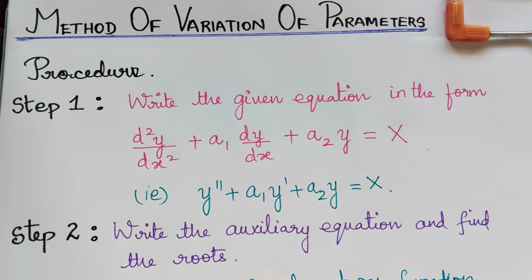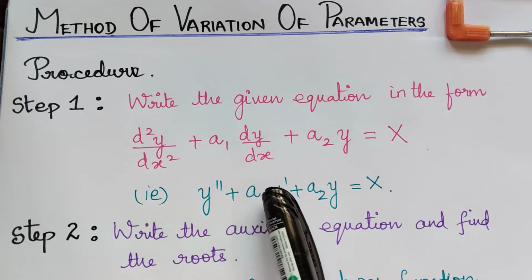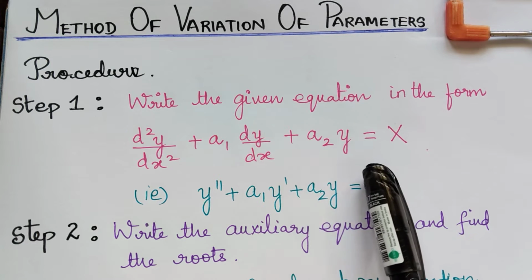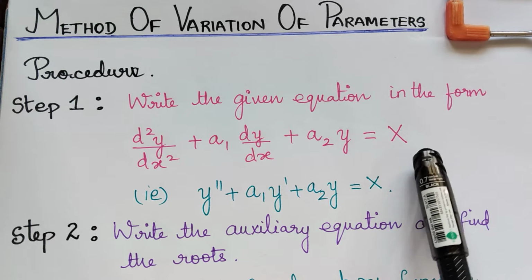Dear students, under the topic ordinary differential equations, we are going to learn the method of variation of parameters. Using this method, we are going to solve a second order ordinary differential equation which is of the form d square y by dx square plus a1 dy by dx plus a2 y is equal to capital X, where capital X is a function of small x.